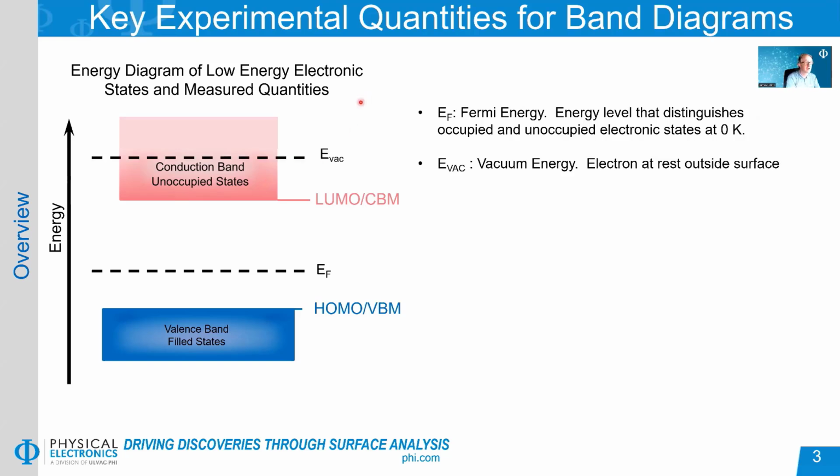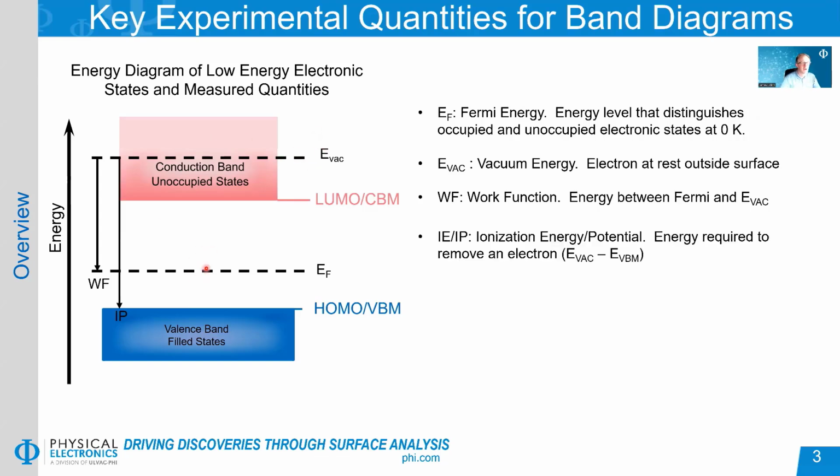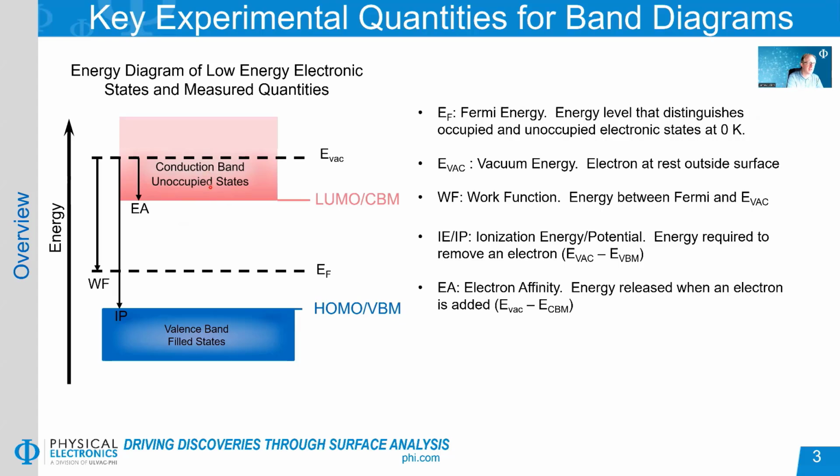The vacuum energy up here, and this is the energy of an electron at rest just outside the surface. The work function, which is defined as the energy difference between the vacuum level and the Fermi level. The ionization energy, or the ionization potential, this is the difference in energy between the vacuum level and the top of the valence band, or the valence band maximum. The electron affinity, which is the energy difference between the vacuum level and the bottom of your conduction band. That's the energy released when a surface gets an electron.